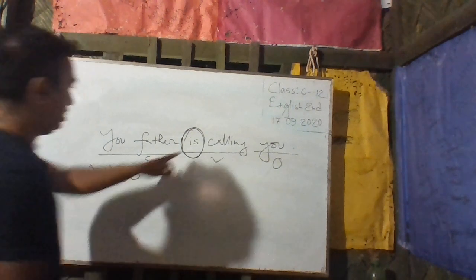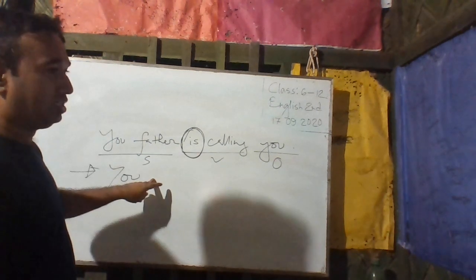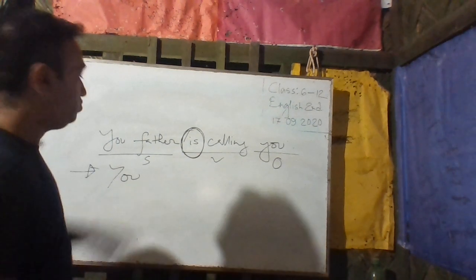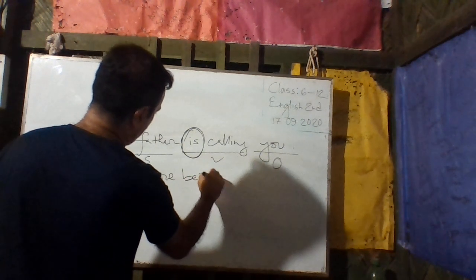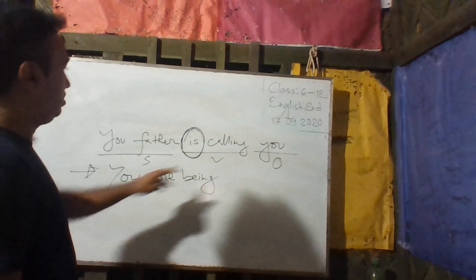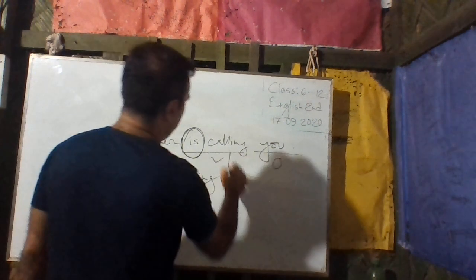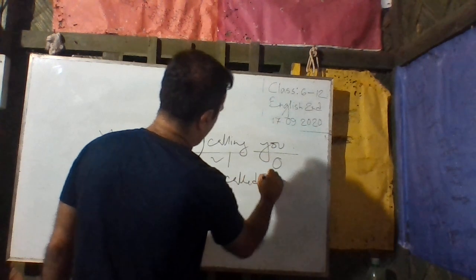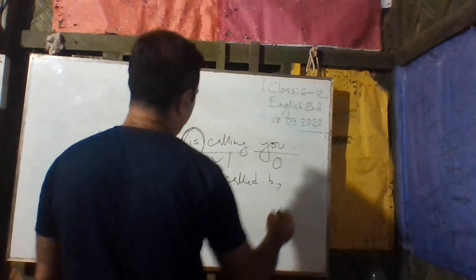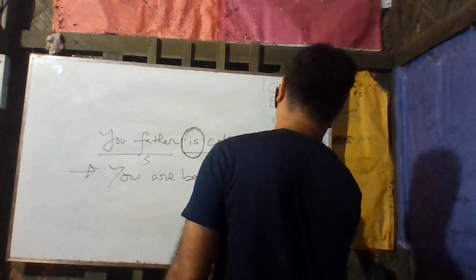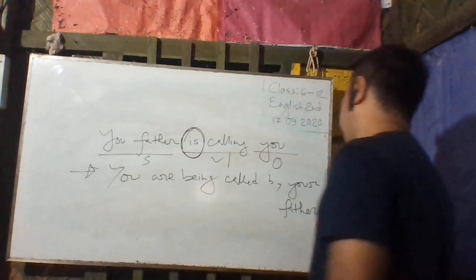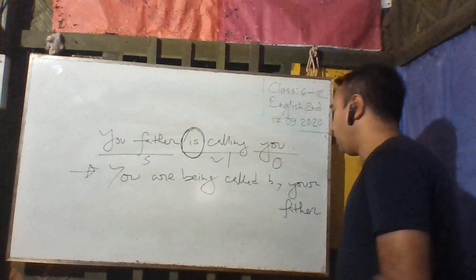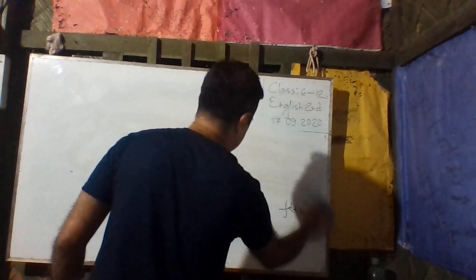You. Can I write you is? No. You are being, and past participle. You are being called by your father. You are being called by your father. Okay. Now let's see another sentence.